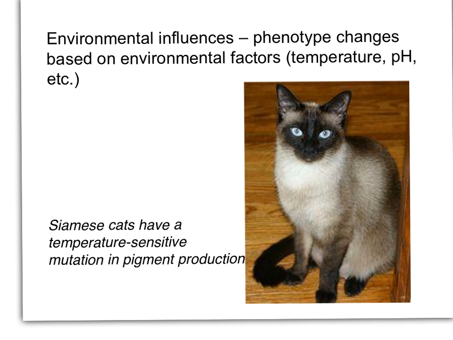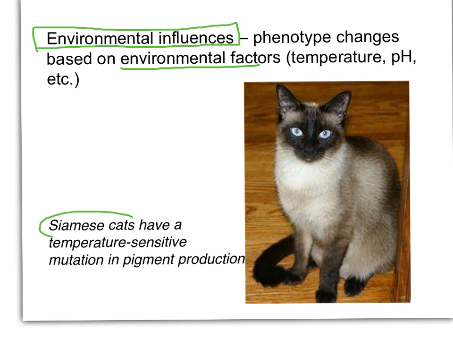Okay, last slide. This is super cool. Environmental influences actually can help determine traits. And for this, I'm going to talk about traits before you're born. I know if you smoke a lot of cigarettes, that's an environmental influence that increases your risk of cancer. But phenotypes can actually change based on environmental factors. A really cool example is Siamese cats.